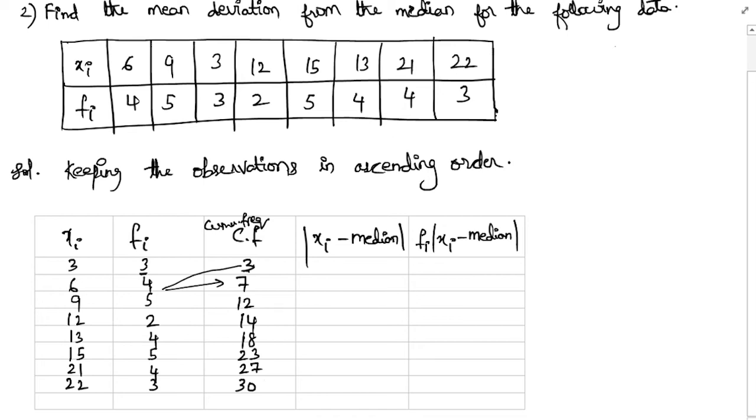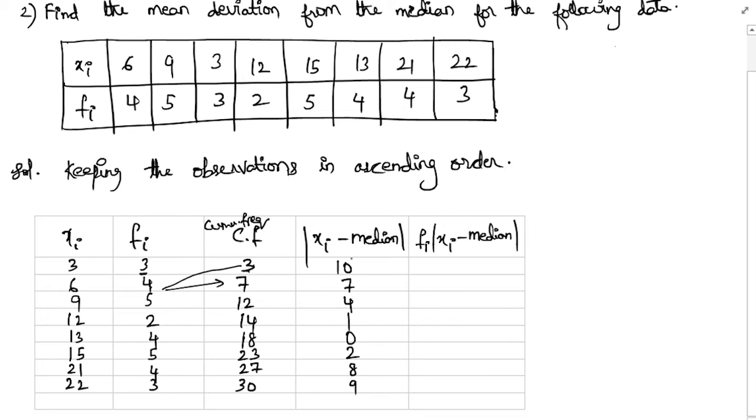Now the mod of xi minus median: xi minus median is 10. Then this is 7, this is 4, this is 1, this is 0, this is 2, 8, and this will be 9.